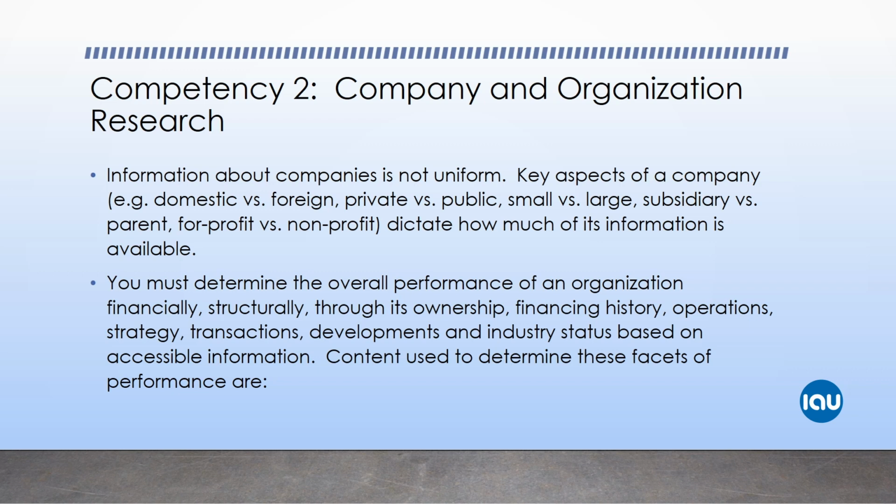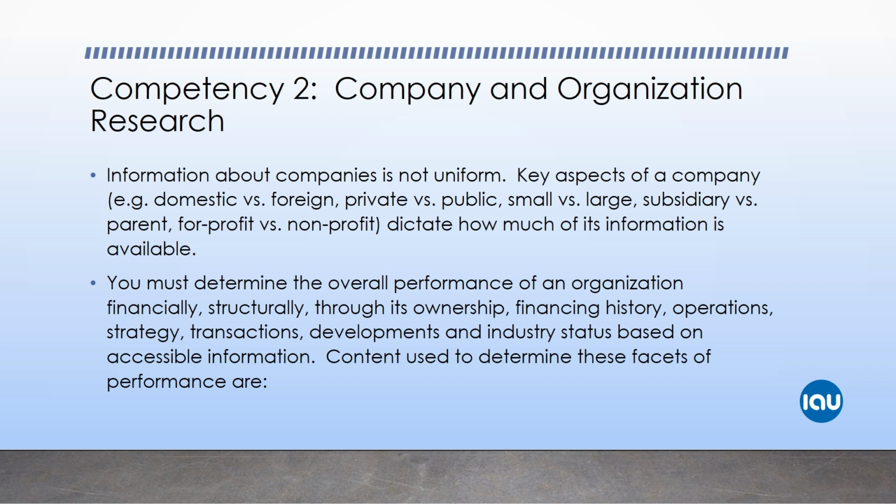Usually, a domestic company will have more information available than a foreign company. Private versus public. Public will have more information than private. Small versus large. Large will have more information. Subsidiary versus parent. Of course, the parent will have more information. And for-profit versus nonprofit. That depends. It depends on the company itself. And so these dictate how much information is available.